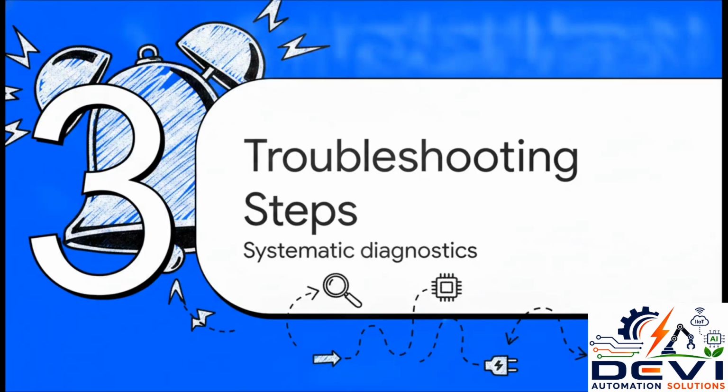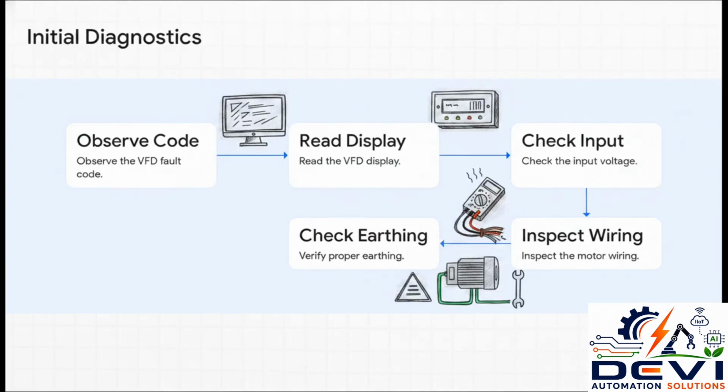Section 3. Step-by-step troubleshooting. So, how do we actually fix these issues systematically? Here is your initial diagnostics battle plan. Step 1. Observe the fault code. Step 2. Read the VFD display. Next, check input voltage, inspect motor wiring, and check earthing. Notice how we didn't just start ripping things apart? Most faults are caught right here in these first 5 steps before you even touch the really complex stuff.